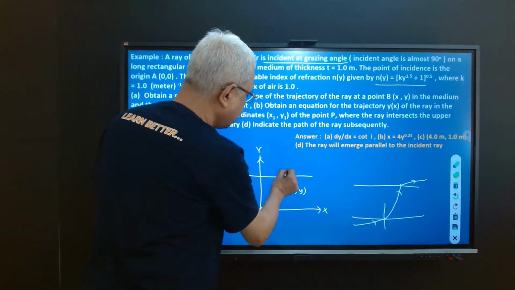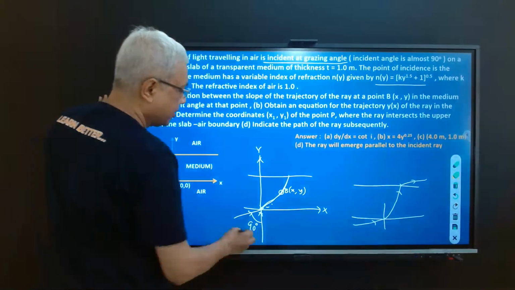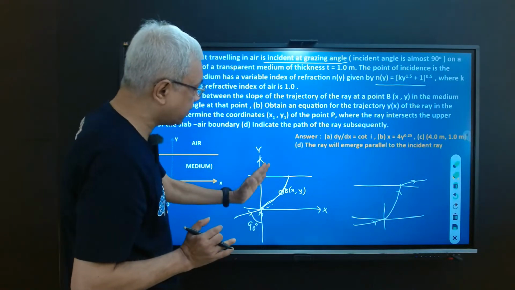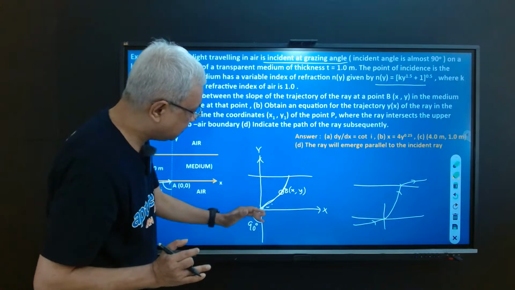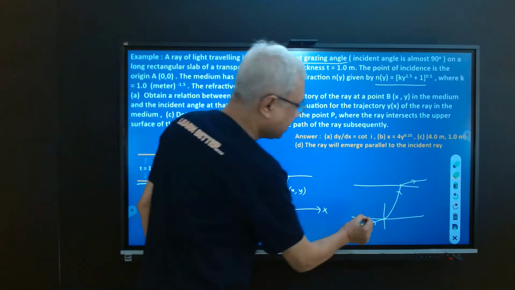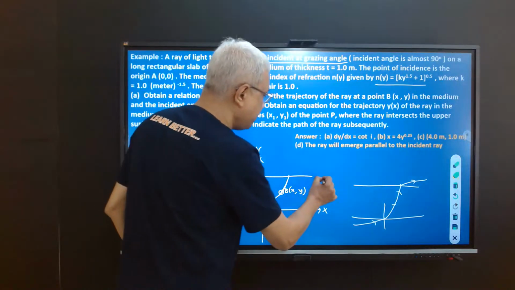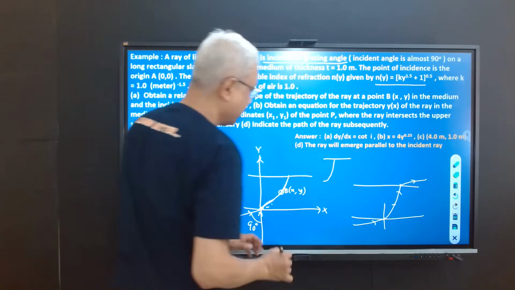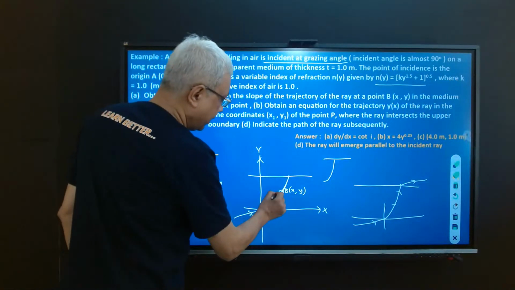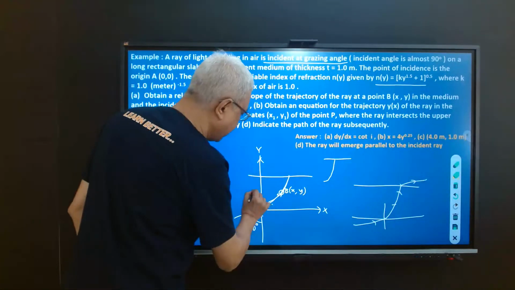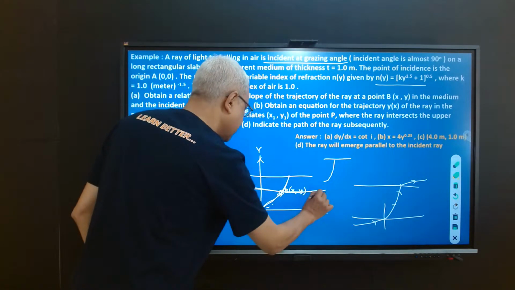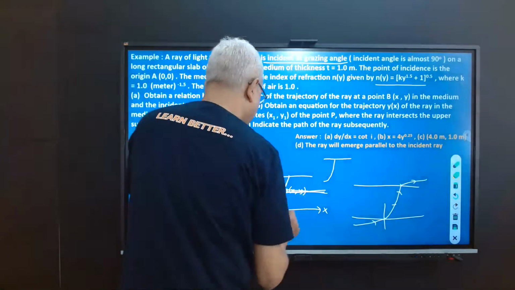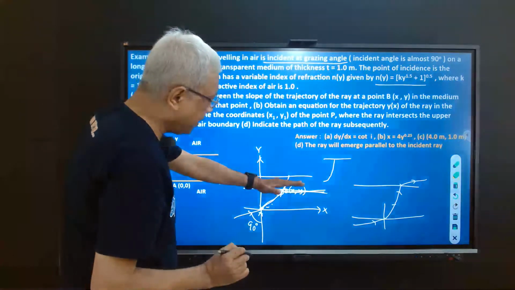And then finally, it strikes the upper boundary. Okay, now what is happening? Since the ray continuously suffers refraction, the path inside the slab is not straight like this. It is continuously bending, and finally it is striking the upper boundary. Now, if you draw a parallel line through B(x, y) parallel to the x-axis, this is an interface between the upper layer and the lower layer.